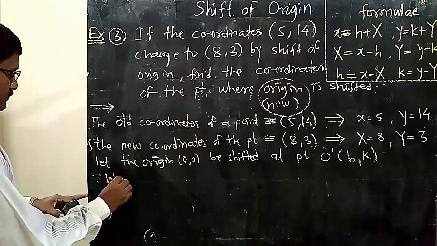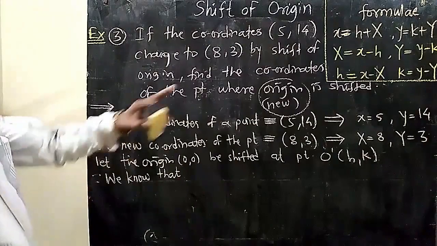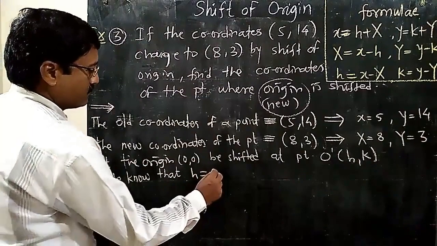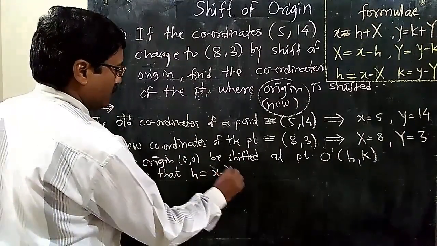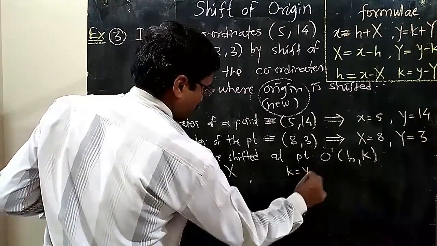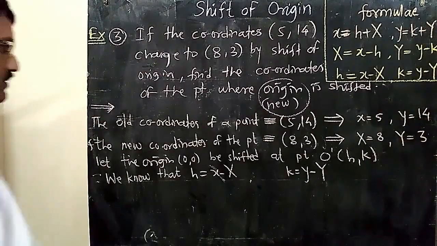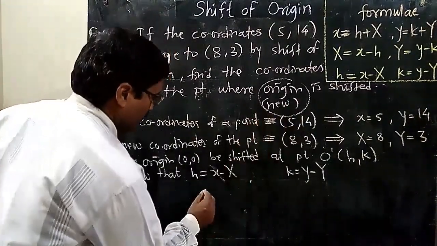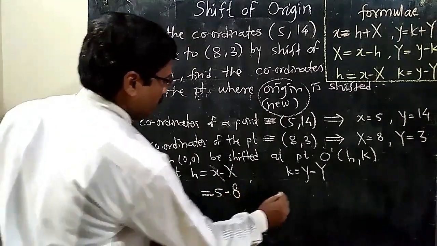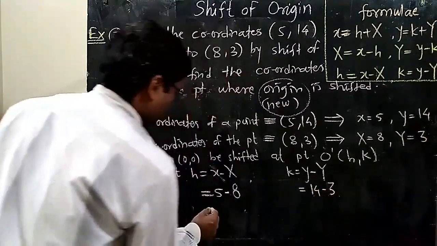Since we know that, by the formula for shift of origin, we can write h equal to small x minus capital X and k is equal to small y minus capital Y. So let us put the values of old and new points. Small x is 5, capital X is 8, small y is 14, capital Y is 3.